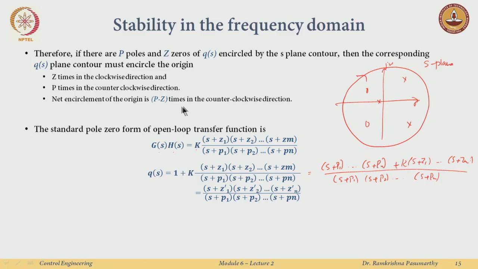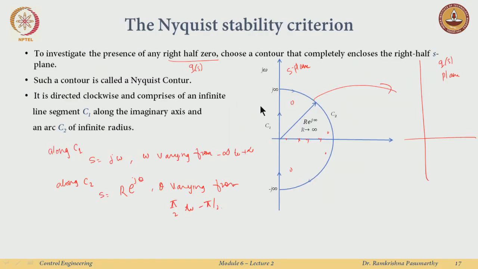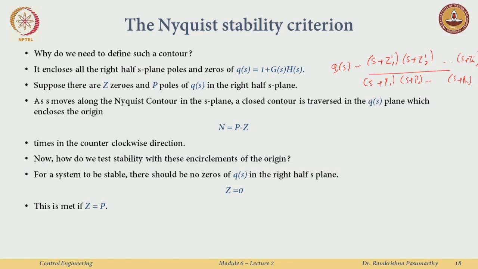Encirclement of the origin is p minus z times in the counterclockwise direction. Okay. Now what has this to do with stability? I am still talking of so many things. I talked of polar plots, I talked of omega from 0 to infinity, I talked of encirclements of poles and zeros, and then correspondingly I said something happening in the clockwise direction. Now we will see if this actually makes sense.